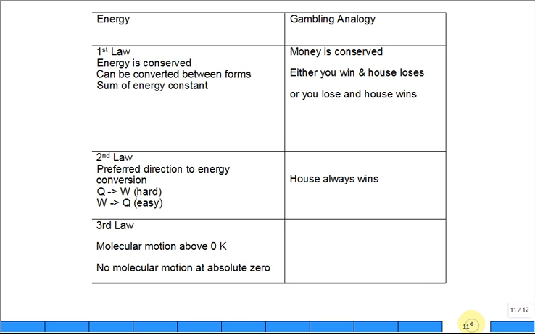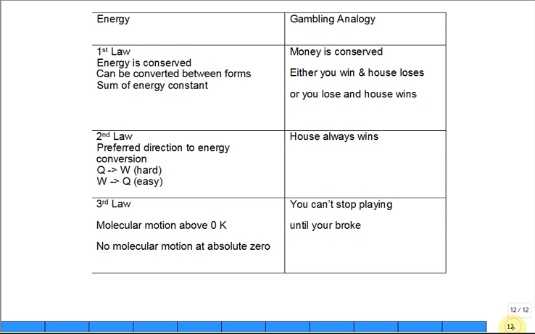So that's the analogy that says, you know what? Either you win or the house wins. That's the first law. The second law is house always wins. That's the analogy there. It's a preferred direction in the transfer of money. And the third law is, unfortunately, you can't stop playing until you've reached absolute zero. So somebody else told me that a long time ago. And there's different variations of it, but there's your gambling analogy to the first, second, and third law of thermodynamics.